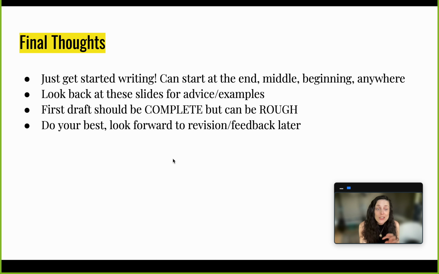Your first draft needs to be complete. It needs to have all of the elements required. However, you might still have a lot of questions about it. You might think that you can do better and improve, and that's because you probably can, because a first draft is just a starting point. You're just going to do your best in this one and look forward to the revision and the feedback later.